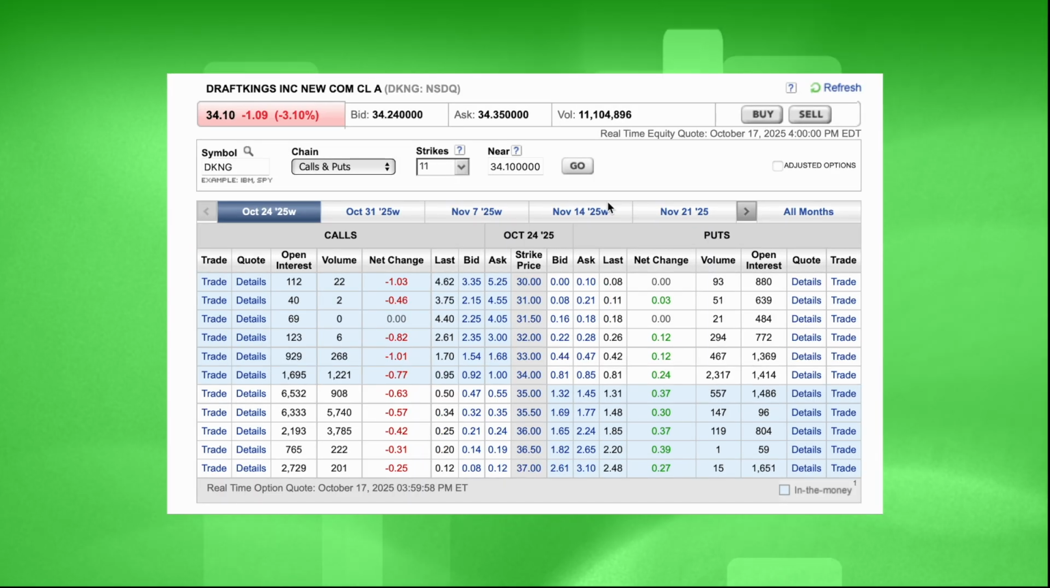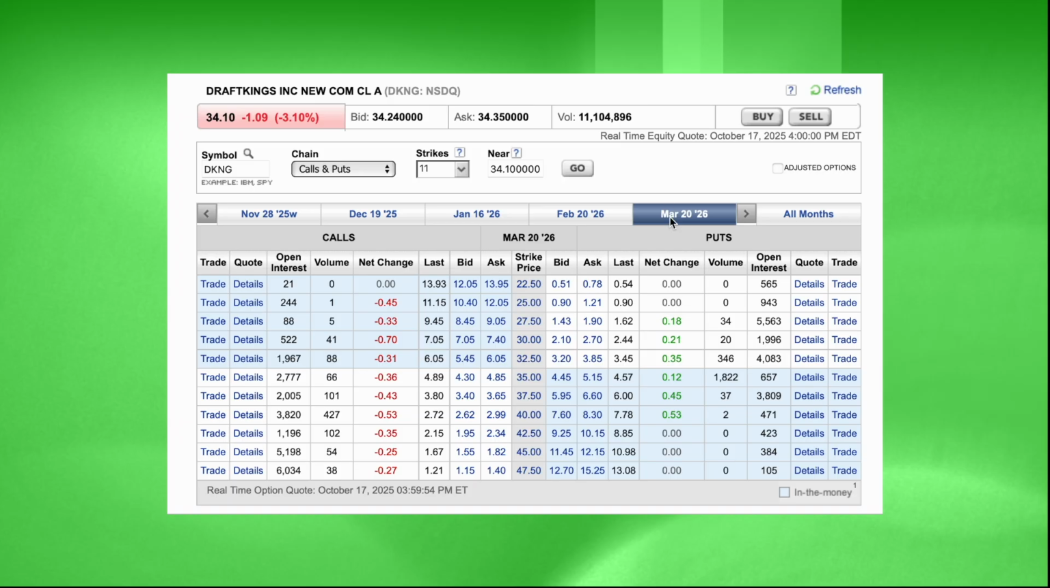All of a sudden, it's now in the money. And the last thing I will say about out of the money is that the farther you go out of the money, the less you're going to pay for the contract. So let's go back to our March 20th example. The farther out of the money, which is anything above 34.10 for a call, will be cheaper.